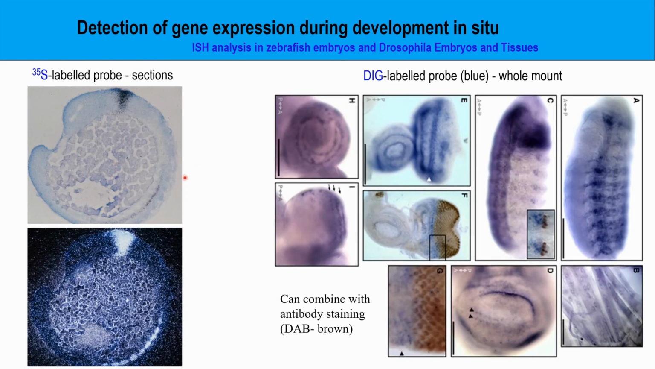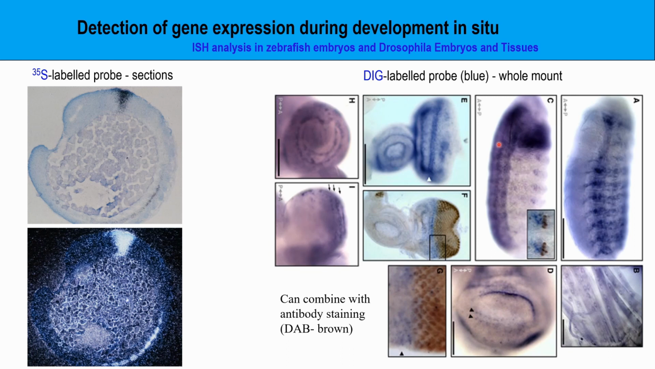Here are some examples. Here we have a zebrafish embryo labeled with 35S with the RNA probe. We see then when we develop the picture where we have expression of the gene. And this is then the light microscope view of this thin section. You see that the gene is heavily expressed here in this area of the embryo.